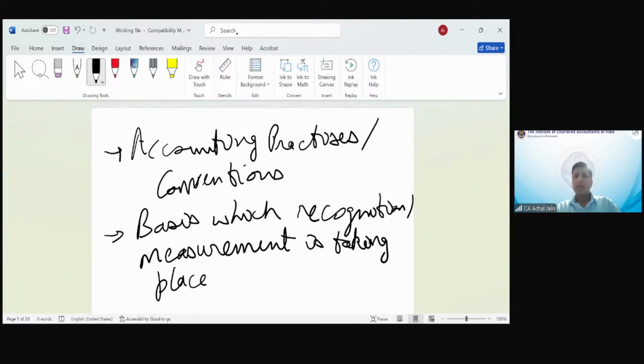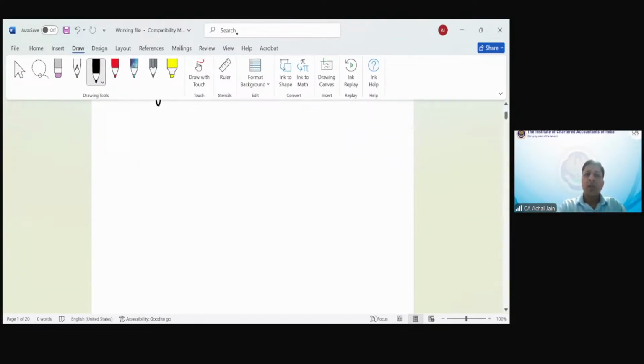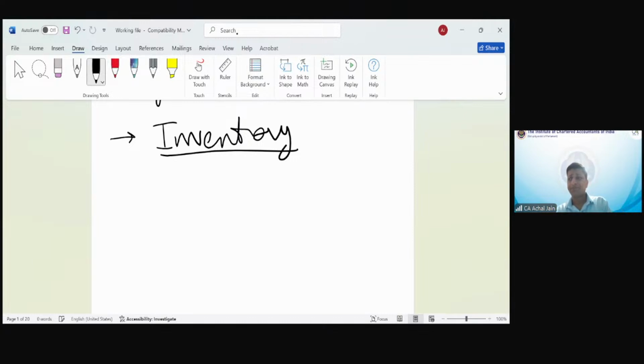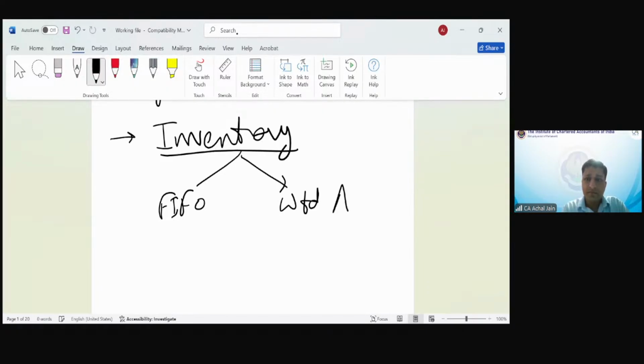Now, some of the examples of the accounting policy, if one has to look at, we can say inventory valuation. So in terms of inventory, when you measure inventory at FIFO or at weighted average, yes or no? That is nothing but an accounting policy. Clear?